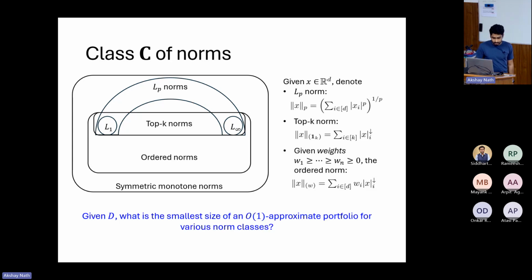So let me phrase this question. I'm given a set D. What is the smallest size of an order one approximate portfolio for various norm classes, right? So I want a portfolio that is a constant factor approximation for all norms in that class. What's the smallest size I can get? Let me try to convince you first that the answer is actually order log D for LP norms and top K norms. And this is a nice simple argument that has been present in various forms in literature.